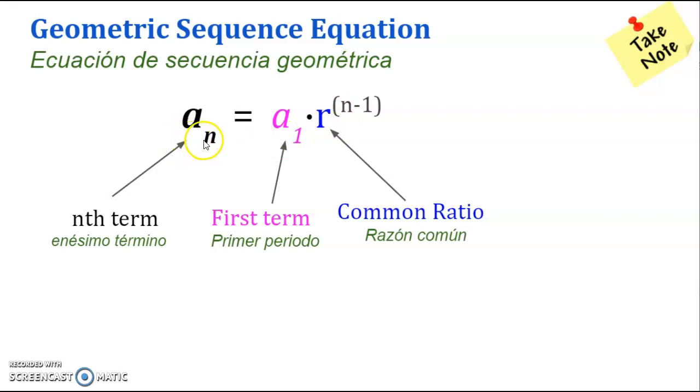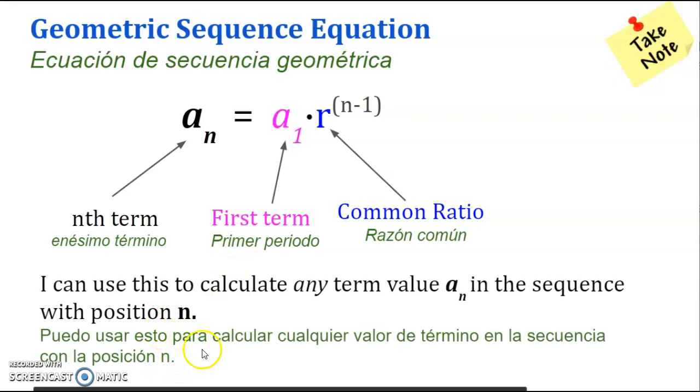Okay, so if you're looking for, say, the 6th term value, then you can substitute n to be 6. So a sub 6 is going to be whatever these values are, and it's going to be 6 minus 1 and so on. So you can use this to calculate any term value a sub n in the sequence with the position n. This is what is going to be really useful for you.